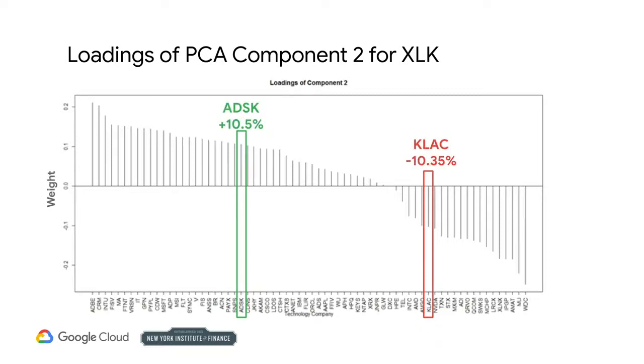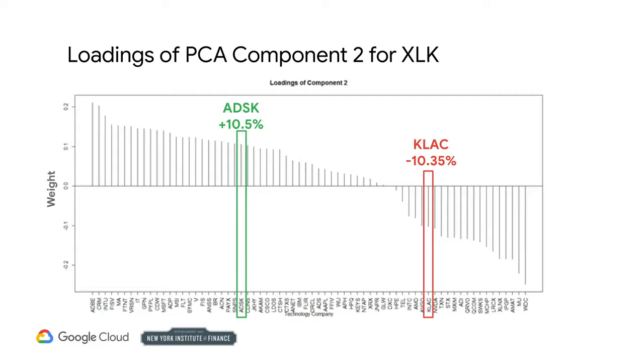In this component, some of the loadings are highly positive, such as Adobe. Some are very negative, such as WDC. And some are unaffected, such as DXC. Recall your pair of KLAC and ADSK from component 1. In that variation, the stocks behave very much the same. In component 2, you get a different picture.